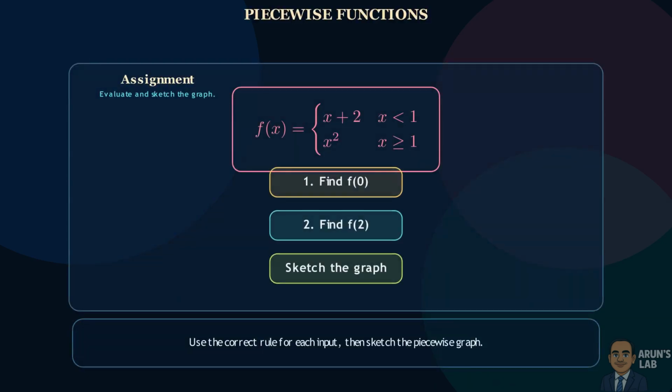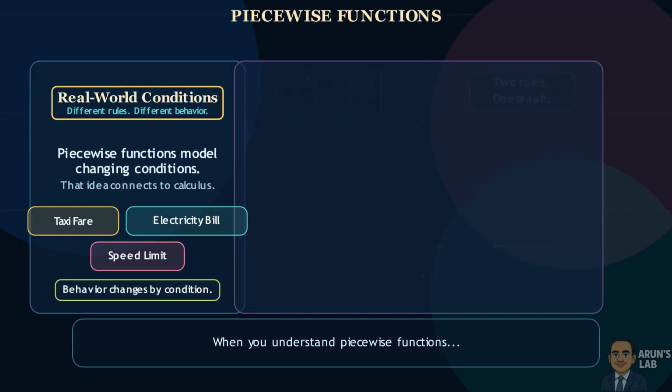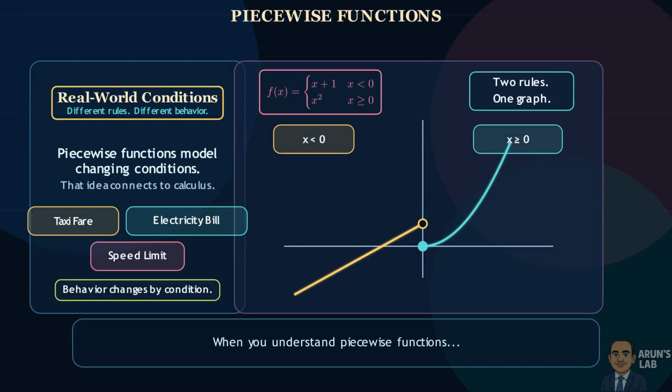Please find the values of f(0) and f(2) for the given piecewise function and sketch the graph also. When you understand piecewise functions, you begin to see how mathematics models real-world situations, and understanding how behavior changes in different conditions is the key idea in calculus.